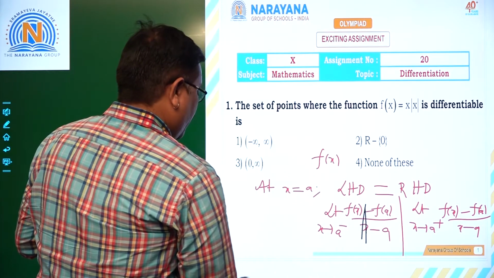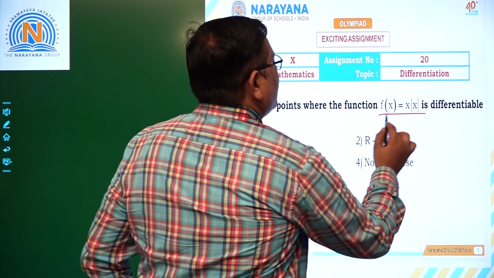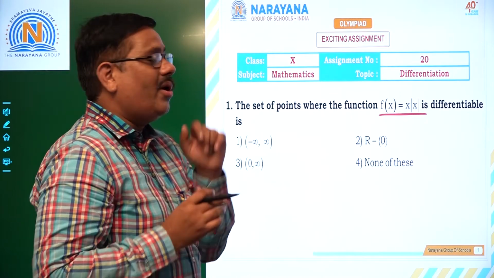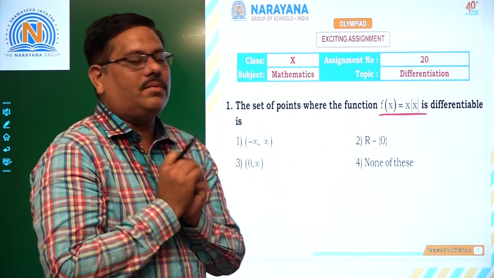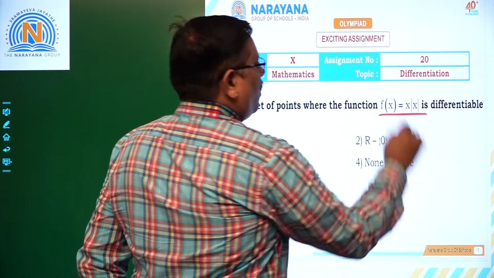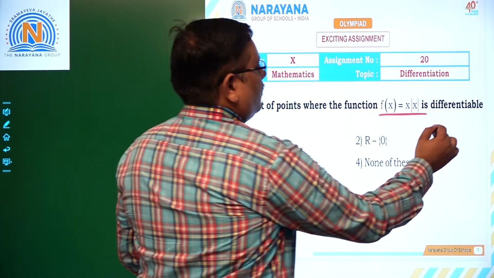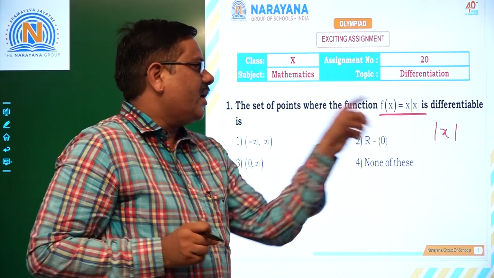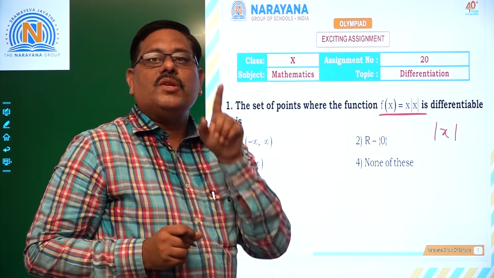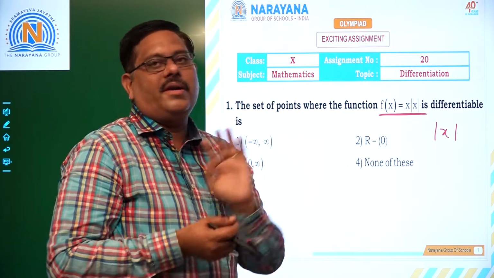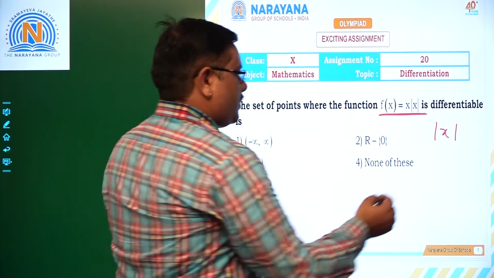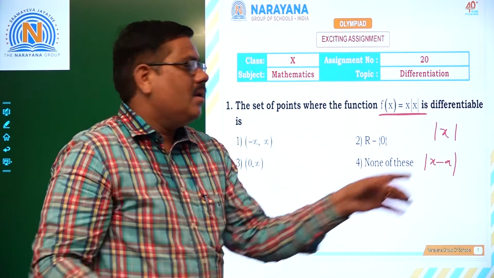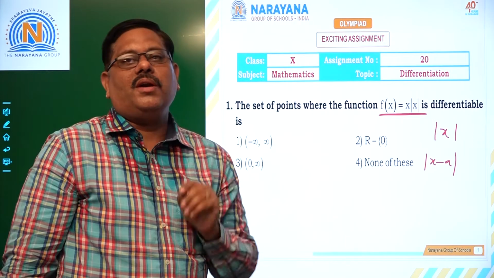Now, look at the given function. We are given f of x as x mod x. Here x is a polynomial, and mod x is critical here. Mod x is very important to observe. Whenever you have mod x, inside the modulus we have some function of x. If you take x as 0, that function becomes 0. So x is equal to 0 is the critical point here for the mod x function. Suppose you have a function mod of x minus a. At x is equal to a, x minus a becomes 0. That is a critical point.